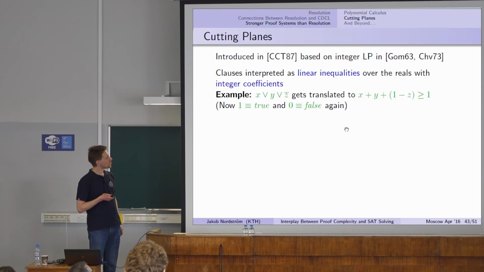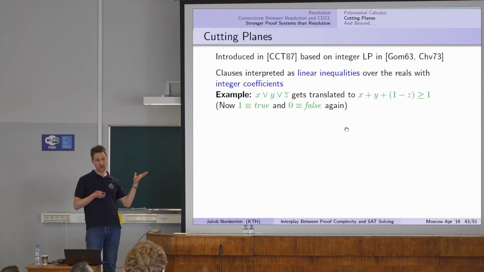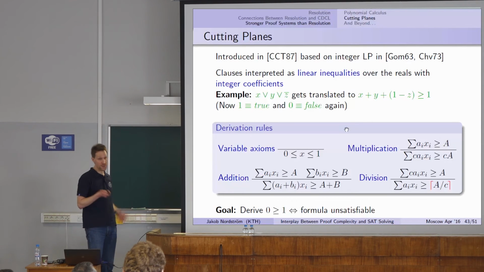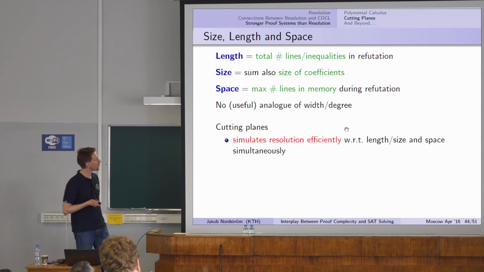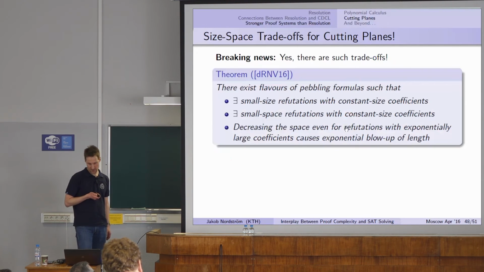Yeah, so I think in the interest of time, we'll just jump over cutting planes. And the short summary of cutting planes, I can tell you what it is. Again, you just translate your clauses, x or y or not z, into a linear inequality, and you can do the natural reasoning with linear inequalities to derive that 0 is greater than 1. And the summary of cutting planes is, we know some things, but most of the questions we really care about are open. That's a 1-minute summary about cutting planes. There are a number of very good open questions there.